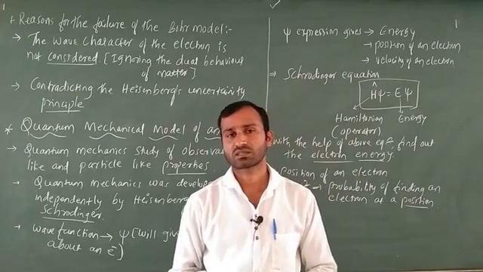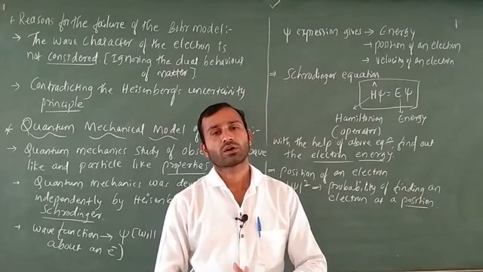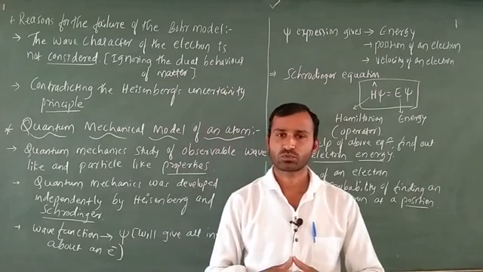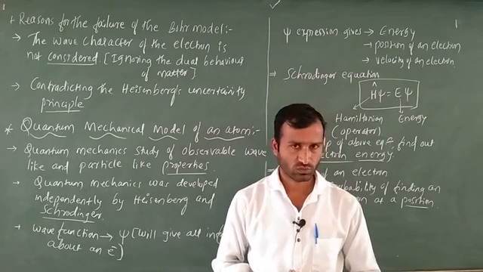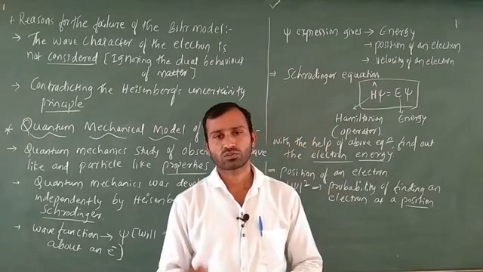As we discussed last class, an important point about the Heisenberg uncertainty principle. According to the Heisenberg uncertainty principle, it is impossible to determine the exact position and momentum of an electron surrounding the nucleus. That is most important. After that, I solved a problem.